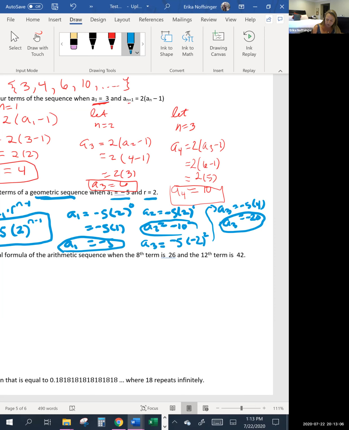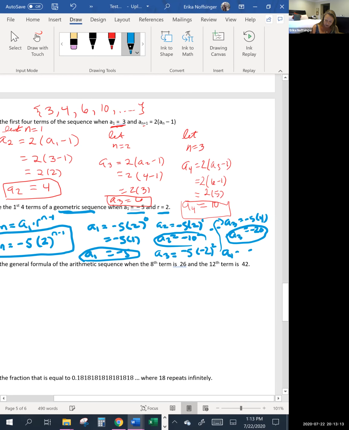One more, plug in 4 where you see an n, so you have -5 times 2 raised to the 4 minus 1, so that's cubed. 2 cubed is 8. -5 times 8, so a sub 4 is -40.